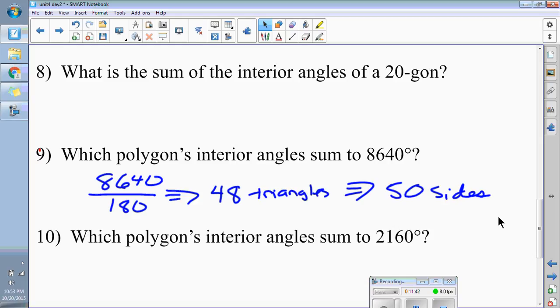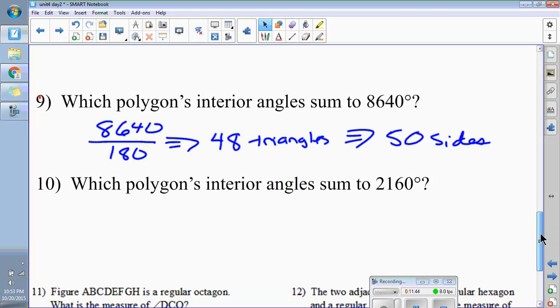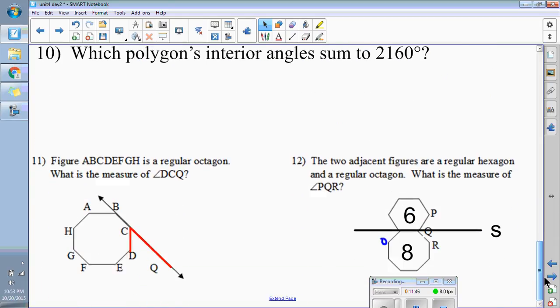The last two that we're going to look at on here, just kind of gloss over. I'm not going to necessarily go through them all with you. This one, obviously, we have figure ABCDEFG. It's a regular octagon, and it asks you for the measure of DCQ. Well, DCQ is just an exterior angle. We've already talked about how to find the measure of one exterior angle. If you don't remember, rewind and take a look at it again.